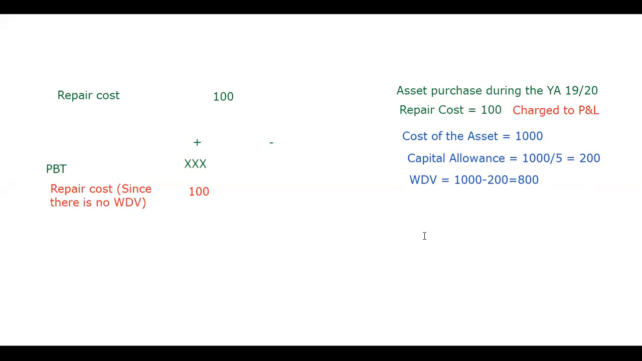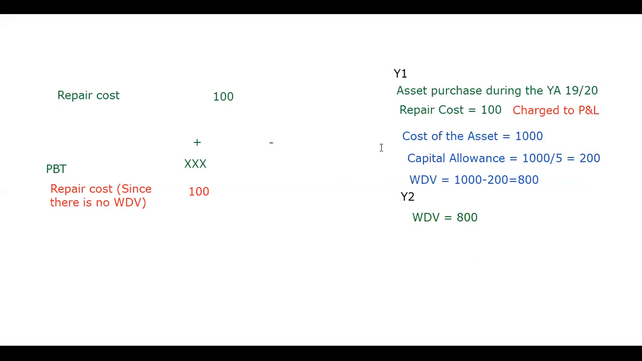Then the next year they can add whatever the disallowed repair cost to this WDV. Then this is year 1, here the year 2, we can do WDV is 800.